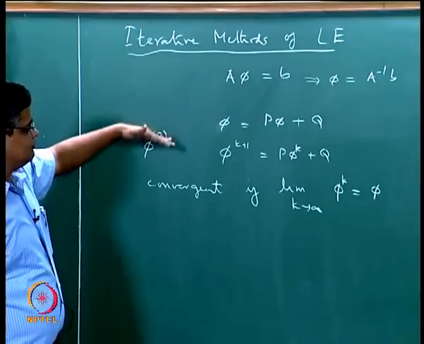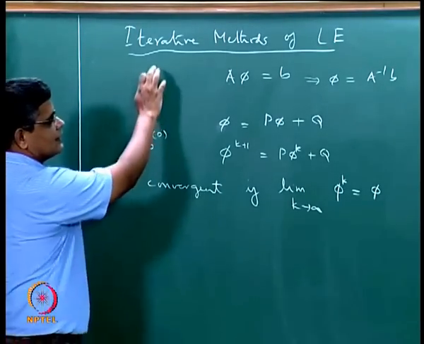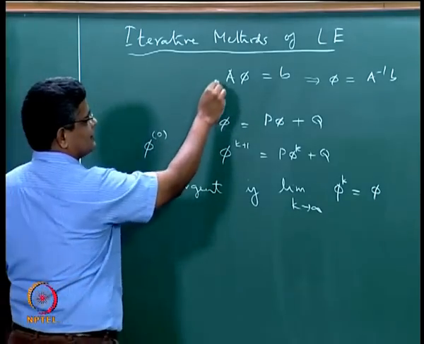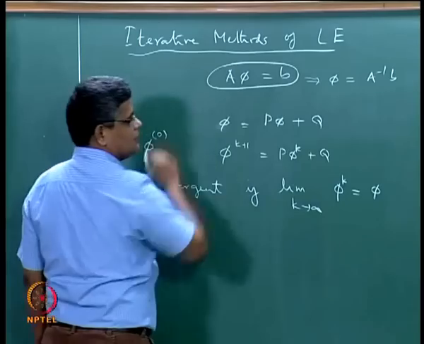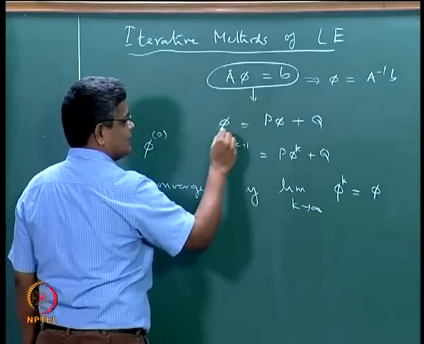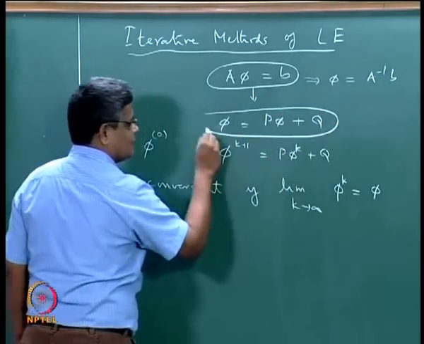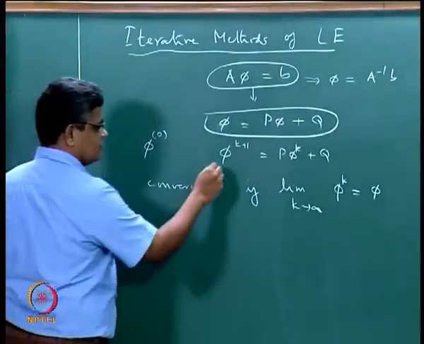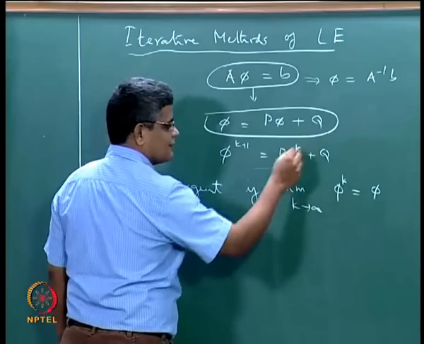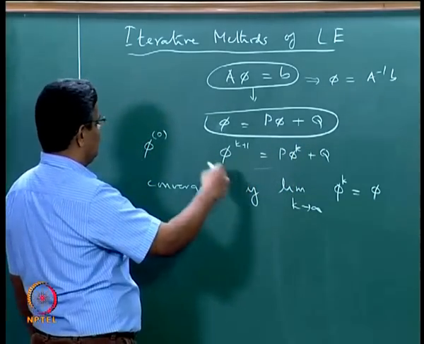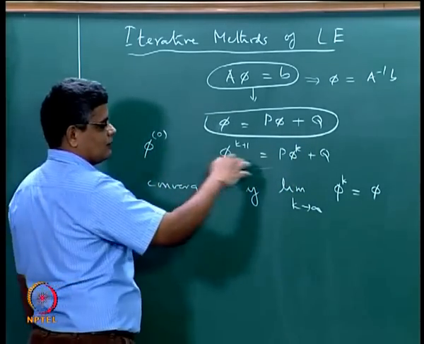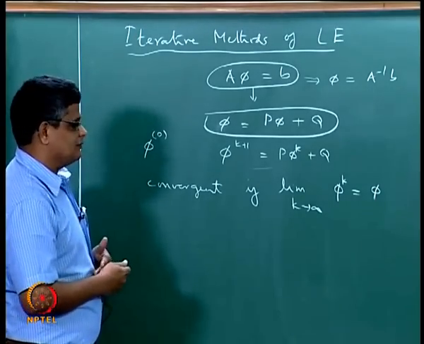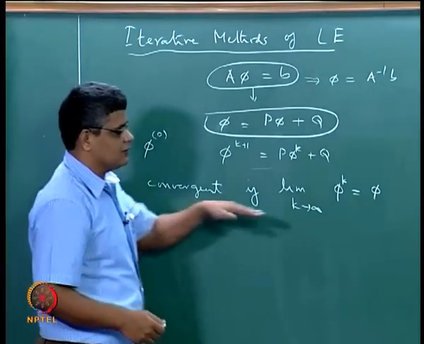So a typical iterative method follows this approach: from the given A phi equal to b, we rephrase it as phi equal to P phi plus Q, and from this we generate a recursive relation which enables us to go, from an initial guess, through a series of ever improving values which will converge towards the final solution.